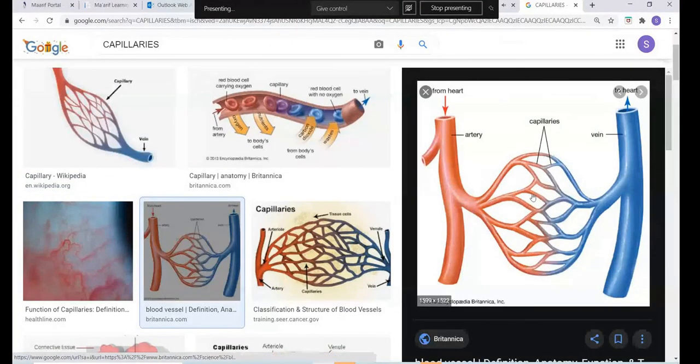What are the capillaries? The arteries and veins are connected by a system, as you can see in this picture over here, by a system of capillaries. So capillaries are the tiny blood vessels that transport blood to and from the cells of the body. This is how the network connects the arteries and the veins. So this network of tiny blood vessels is known as the capillaries. Clear?